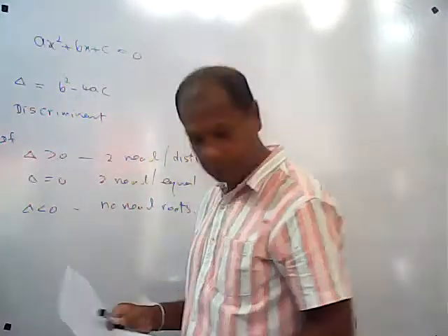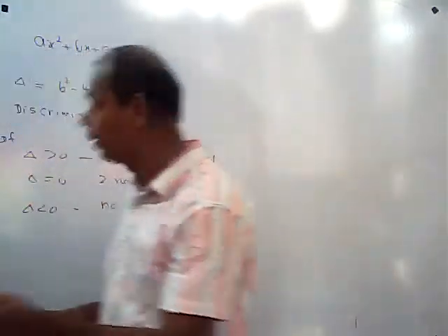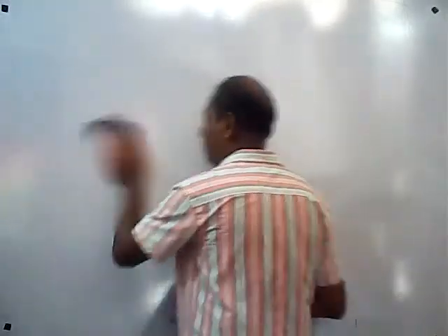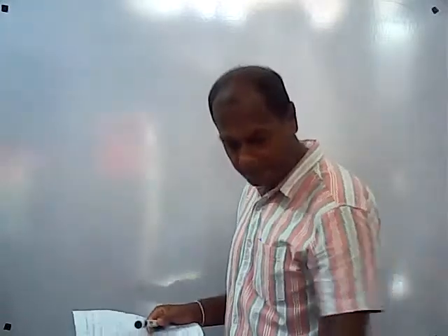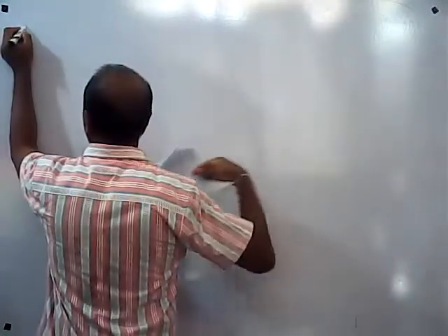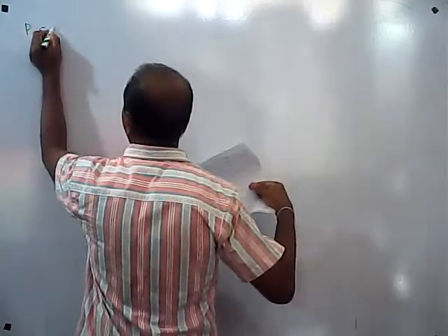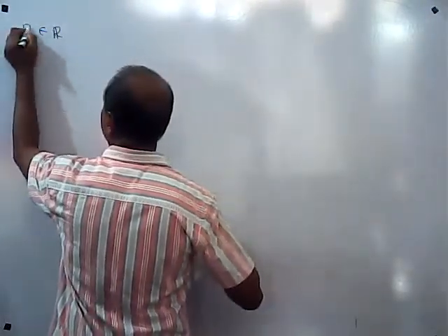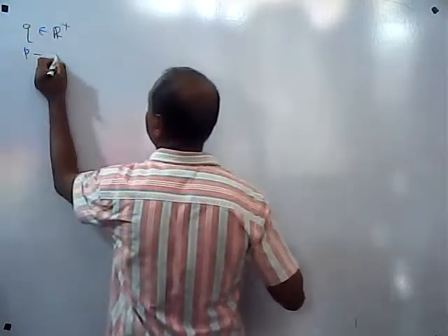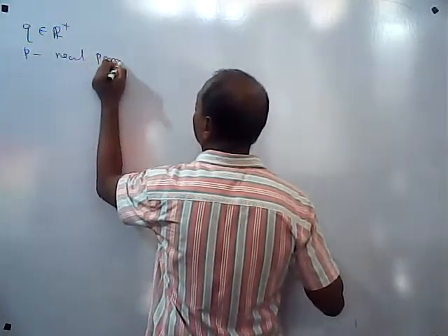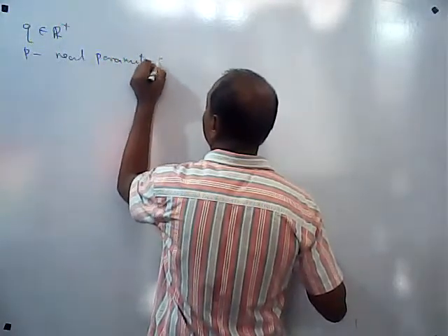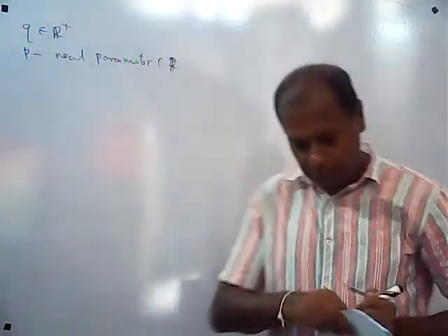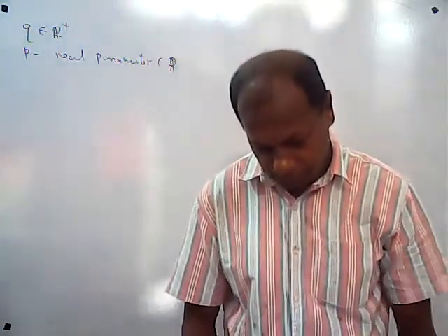Okay. The question is, you are given that P is a positive real constant, not P, Q, then Q is a positive real constant, P is a real parameter, belongs to real numbers. You are asked to describe the nature of roots of these quadratic equations.